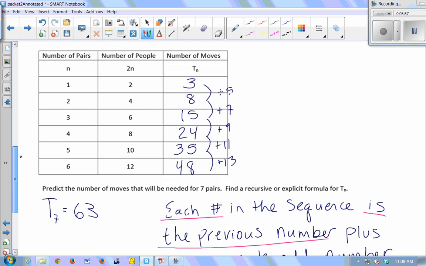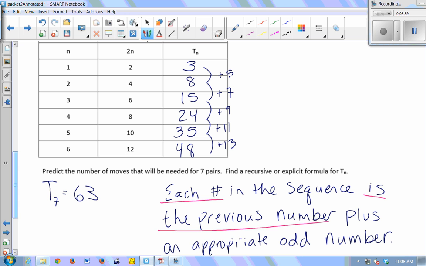So maybe I can use my n's to help me. Maybe my n could help me generate the number I'm adding. So when n is 2, the number I'm adding is 5. I'm trying to look at a relationship between the n value and the number I'm adding. When n is 3, the number I add is 7. When n is 4, the number I add is 9.